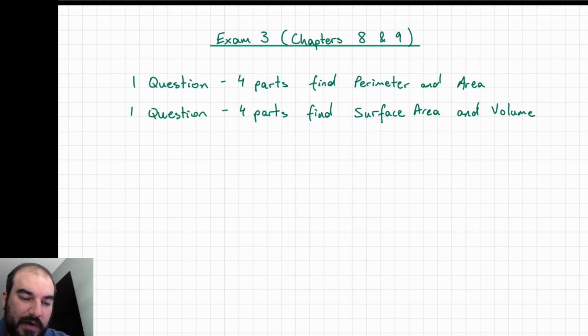So make sure you know how to find the surface area and volume of a rectangular prism, a pyramid, a cylinder, a cone, a sphere. Make sure you know how to find the surface area and volume of basic shapes given their dimensions. So there's four of those where you have to find surface area and volume of all four.